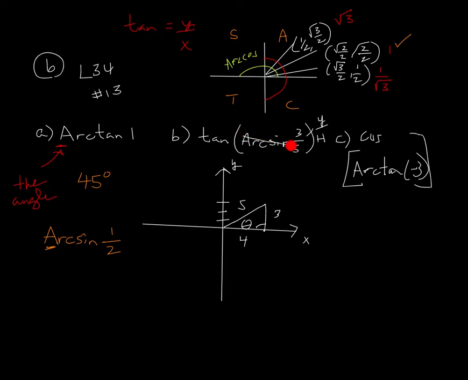Okay, now we're going to find the tangent of the angle that triangle built. So tangent is opposite over adjacent. So the answer is 3/4 because we wanted the tangent of this angle. Tangent is opposite over adjacent, so the answer is 3/4 for that one.